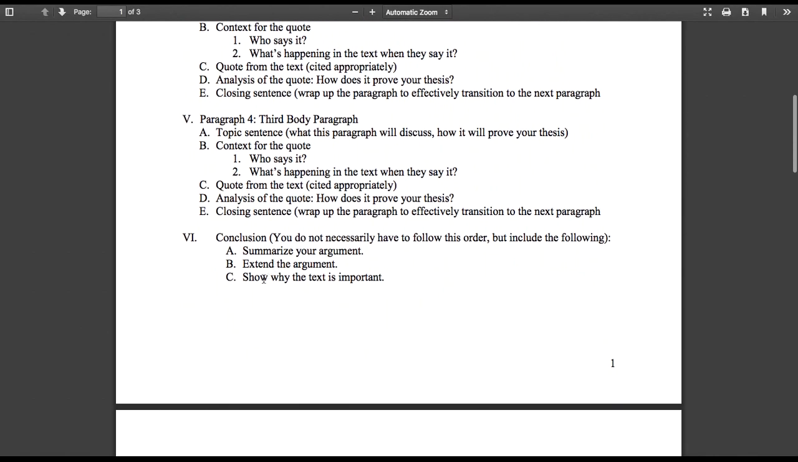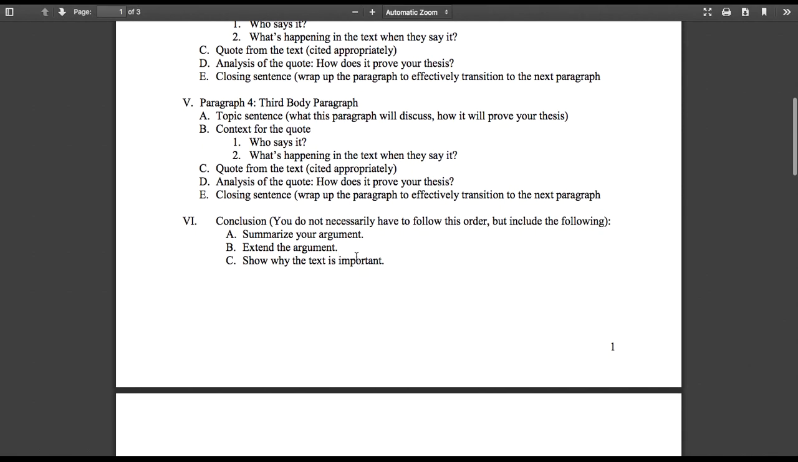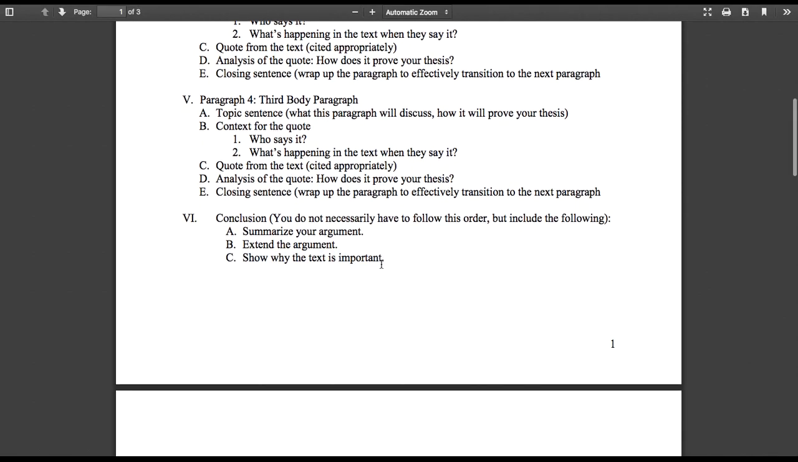Okay, and then summarize your argument, extend the argument, synthesize all of your ideas, and then show why the text is important. And then you can end with some broad statement that expresses how important or significant your argument is.